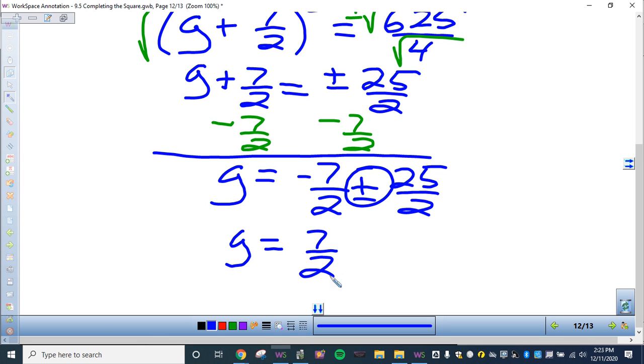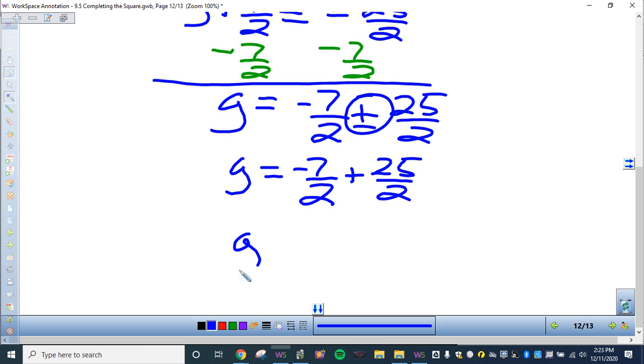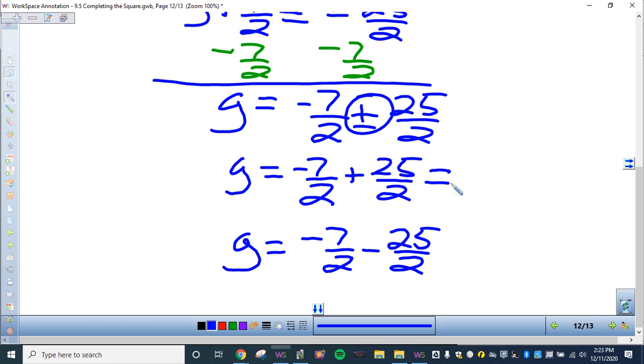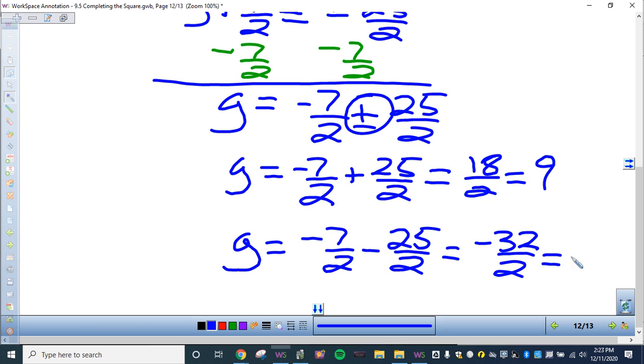So negative 7 over 2 plus 25 over 2. And then negative 7 over 2 minus 25 over 2. So 25 minus 7 is 18 over 2, which equals 9. Or negative 7 minus 25 is negative 32 over 2, which is negative 16.